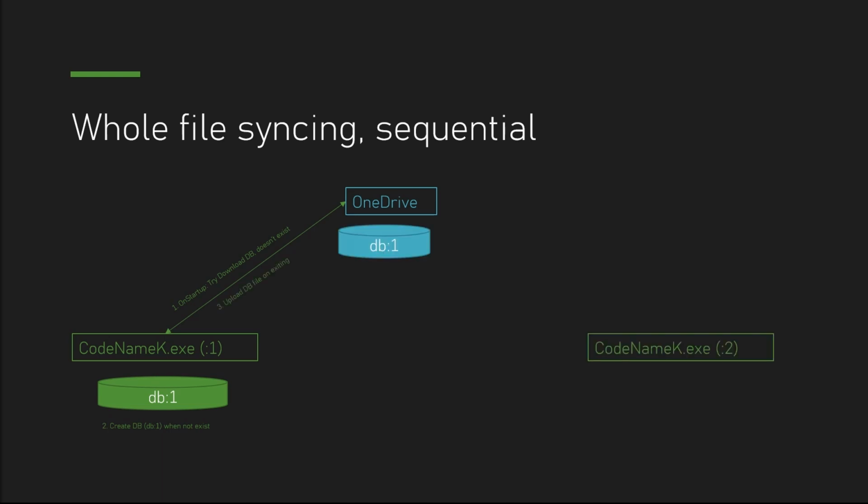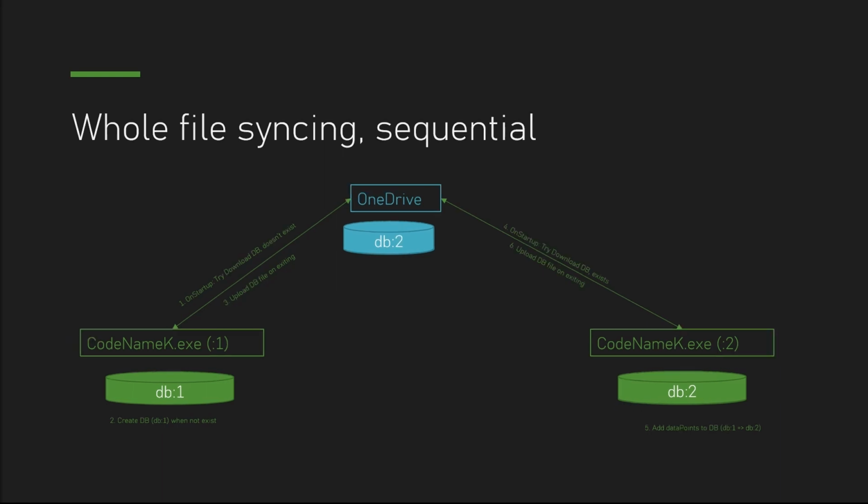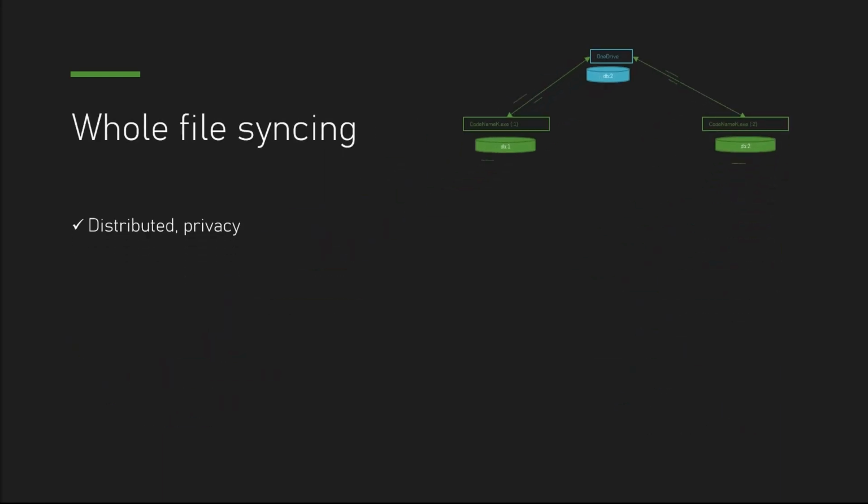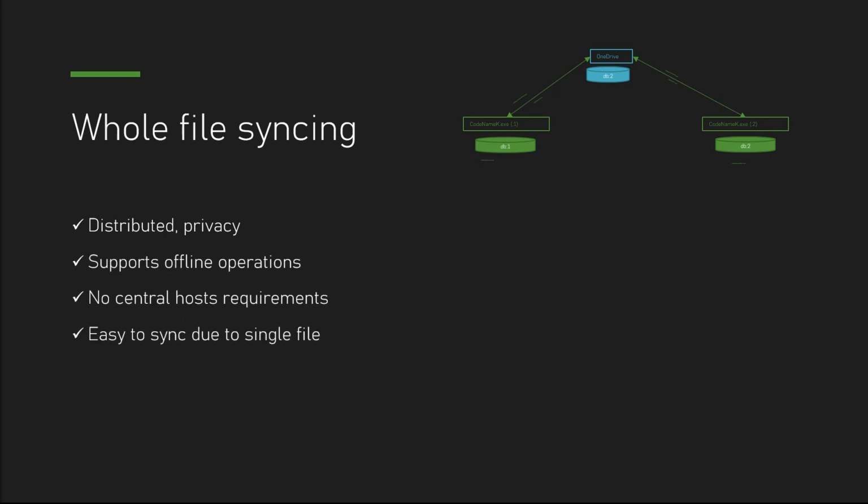At some time, DB1 would be synced to OneDrive. Then here comes CodeNameK, the second instance, maybe a mobile client. It would do the same first step to pull down the existing database. Now the user did some operations. Since there's a data change, database 1 becomes database 2. And then database 2 goes right back to the OneDrive, and it is ready for another cycle. Things worked perfectly so far. Data is distributed. We addressed the privacy concern. Offline operations are supported. The central hosts are gone. Uploading and downloading a single file is peasy easy.